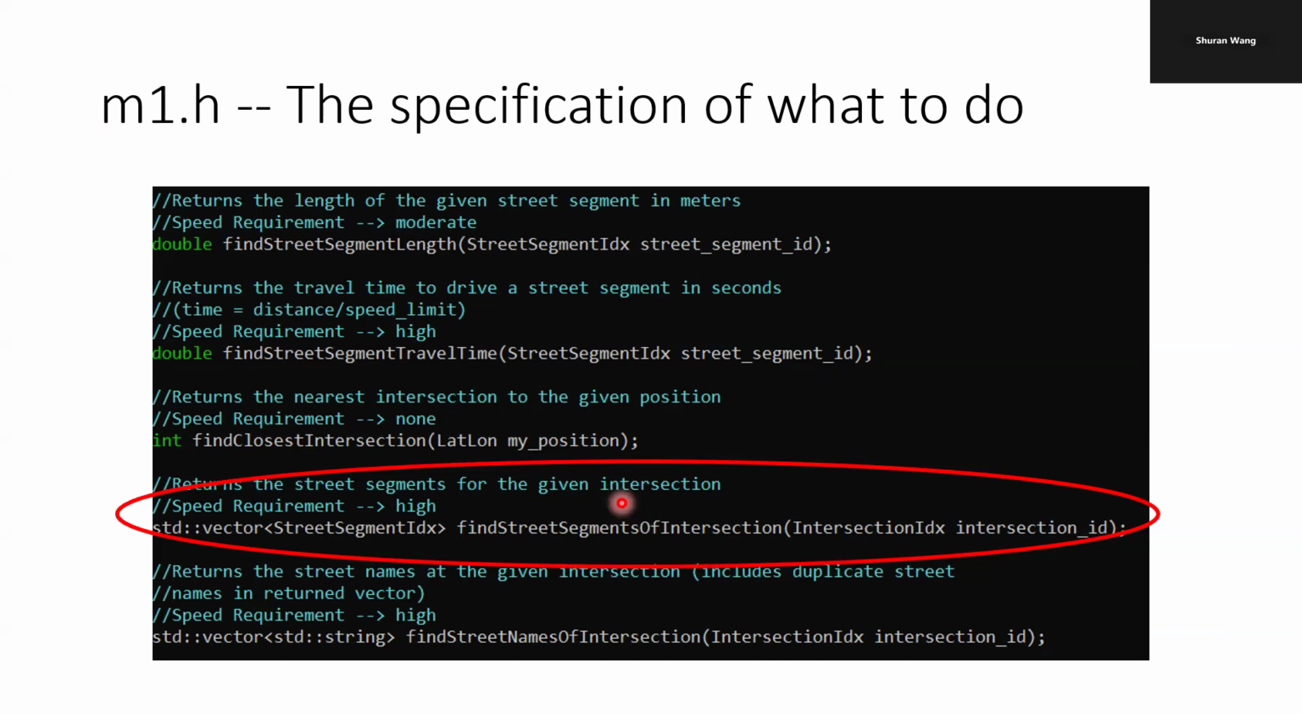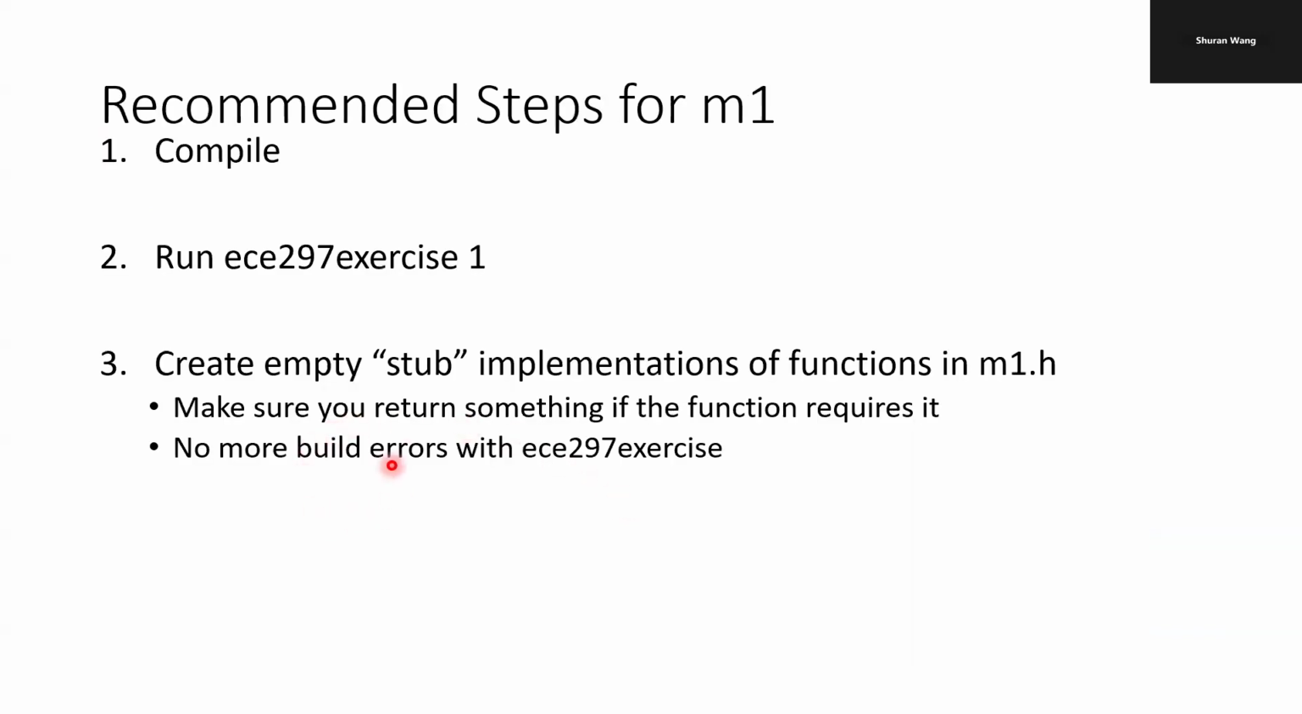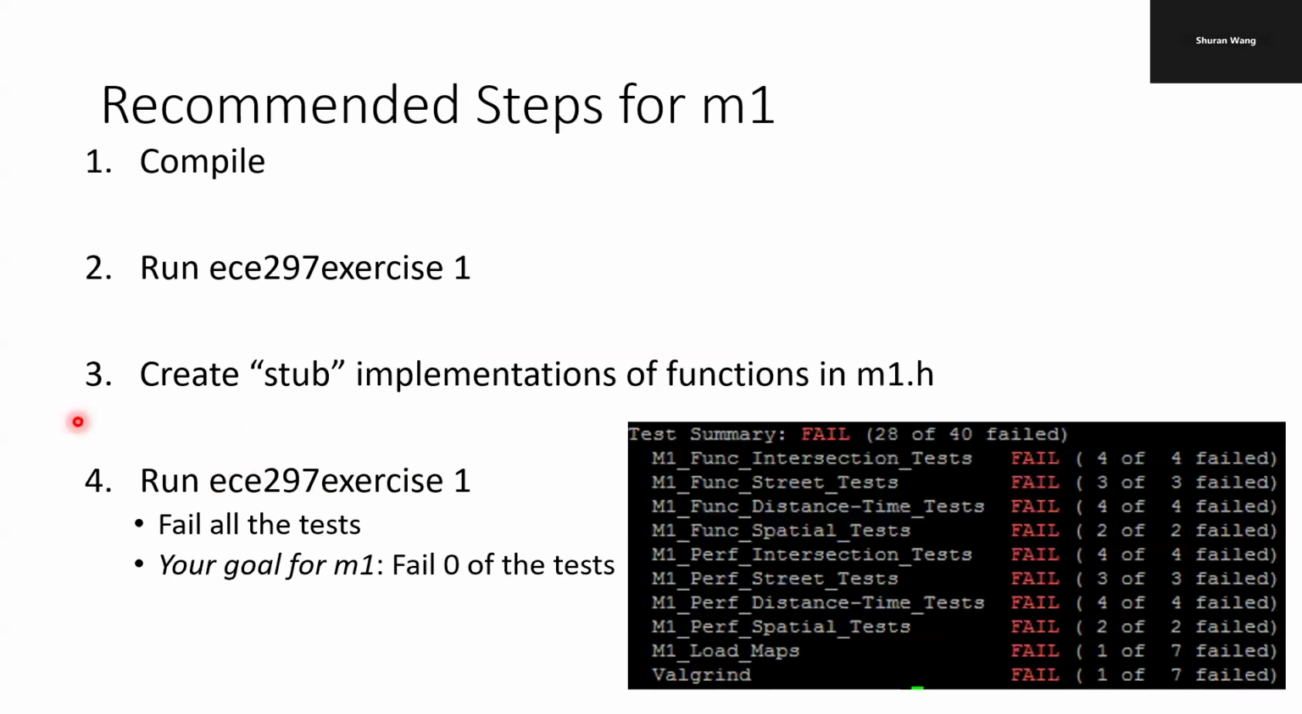To get over the build errors, you should be creating empty stub implementations of all of the functions listed in m1.h. For each function, just don't write anything. If it's returning some number, return 0. If it's returning some vector, return an empty vector. Just write placeholders for all of the functions to get through the build errors, so that you can see all of the tests without having to implement the functions themselves.